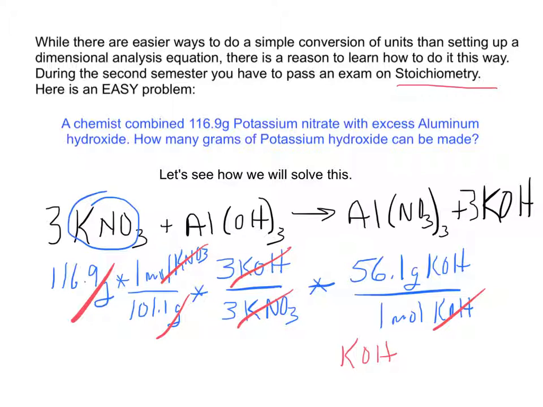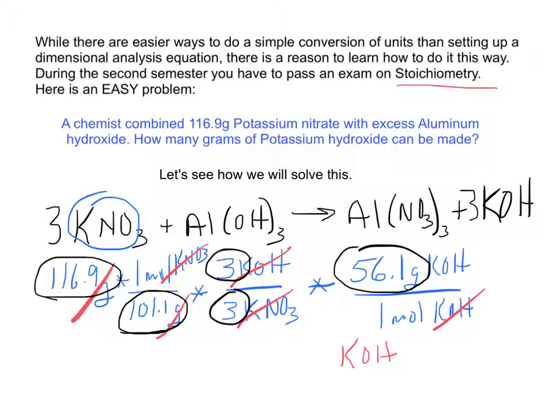If I take my numbers then and go through them one at a time, anything that's on top, take this number, 116.9 times 1, then divide that by this number, then multiply that section by this, divide by this, then multiply by this, divide by this, and I will show that I end up with about 65 grams, but we'll put it in here, 64.87 grams of potassium hydroxide.